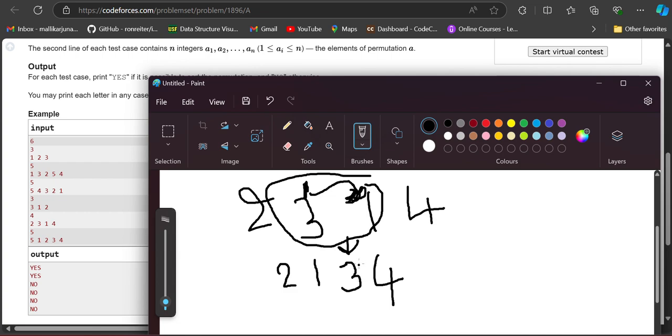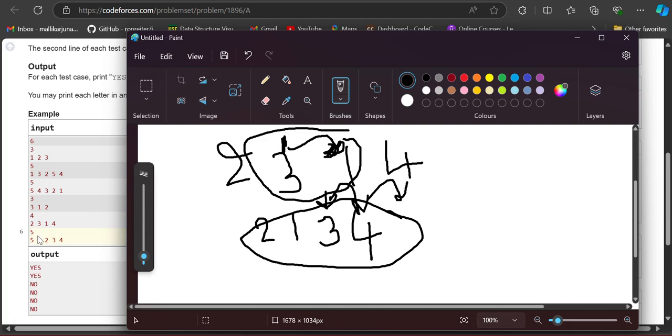So 1 is less than 3, yes. And 3 is greater than 4? No. So not. So move our pointer. So 3 is less than 4 and there is no other element to check. So now the array contains 2, 1, 3, 4. Is it sorted? See, is it sorted or not? It's not sorted. So that's why we are giving no answer.